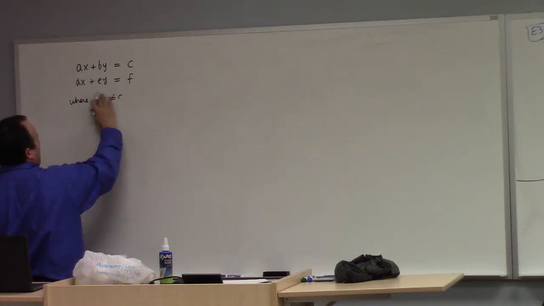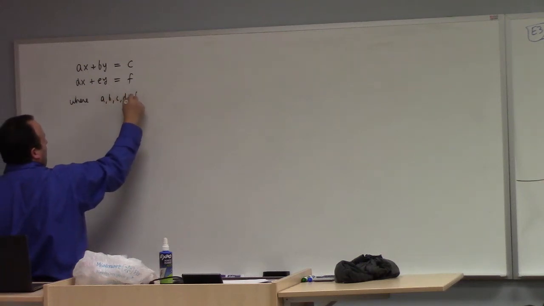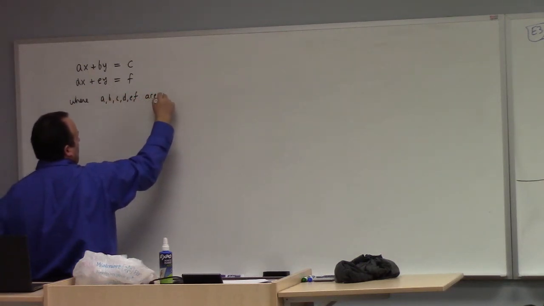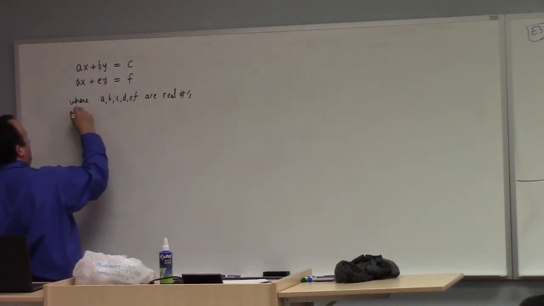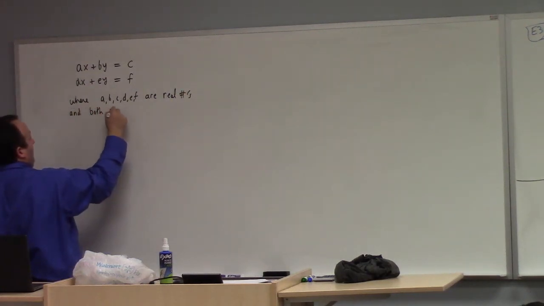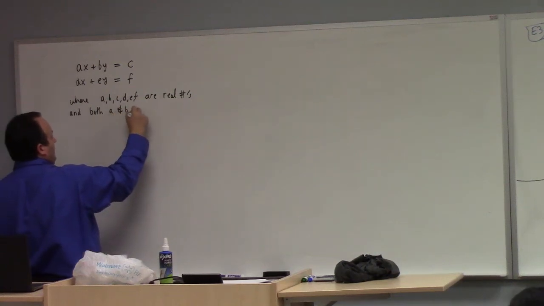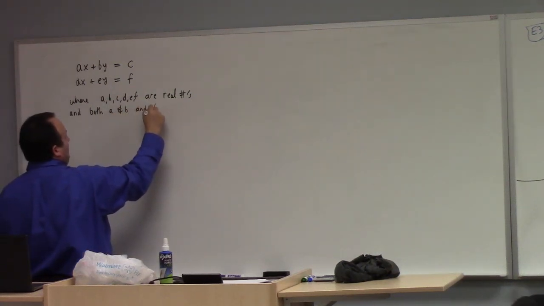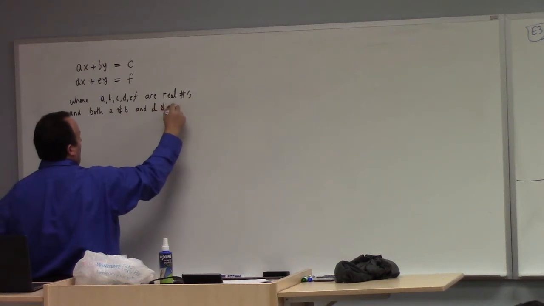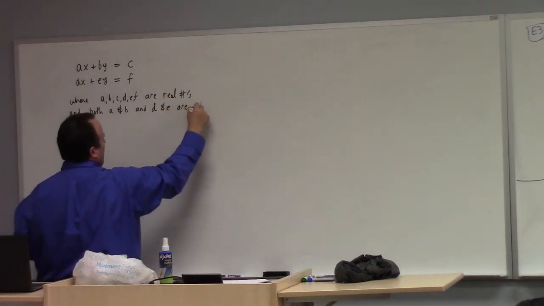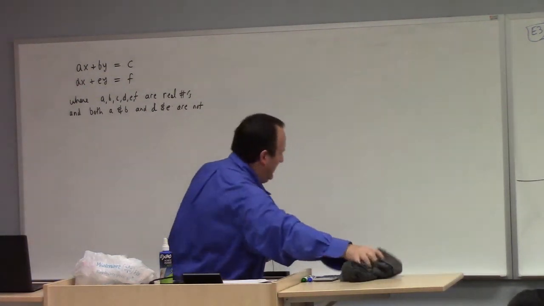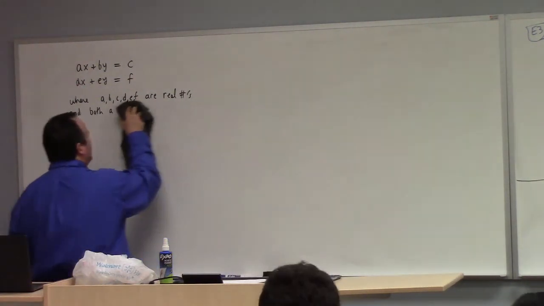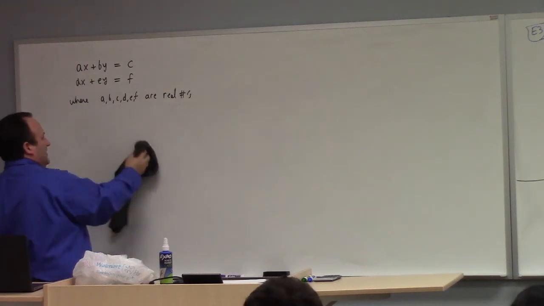Well, I can't say that. That's not the way to say it. But a, b, c, d, e, and f are numbers. They're real numbers. And both a and b and d and e are not 0. I'm still not saying that, right? Let me just say it in words and not try to write it in a sentence. There's a quick and painless way to write this, but I haven't thought of it yet.